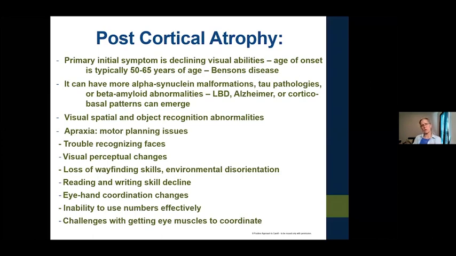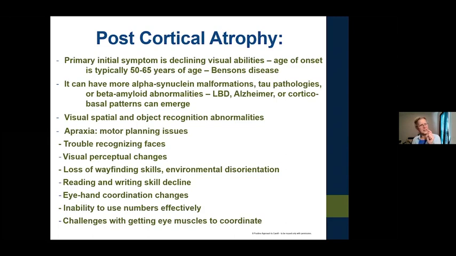So when you look at my second point, it can have more alpha-synuclein protein malformations, tau pathologies, and beta amyloid abnormalities. So depending on which one it has more of, it may look more like a Lewy body disease or an Alzheimer's disease or a corticobasal pattern. So this one is a little tricky. It tends to happen to people from 50 to 65. So that's sort of the age range when we see this one starting to pop up. Almost always visual disturbances or visual issues will happen.